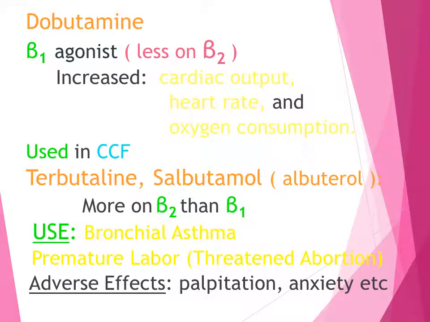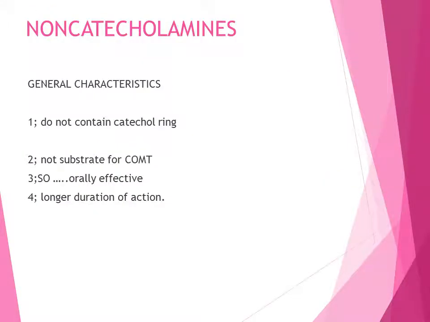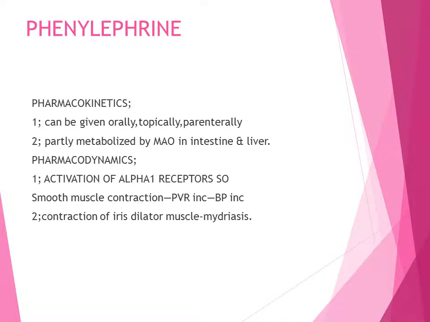The next direct acting sympathomimetic drug is dobutamine. Now we will discuss non-catecholamines. General characteristics are that they do not contain a catechol ring, they have a longer duration of action, and they are orally effective. And the drug of this class is phenylephrine.